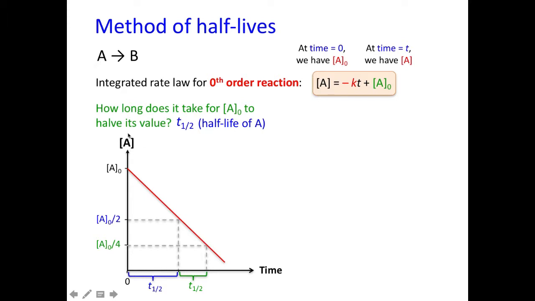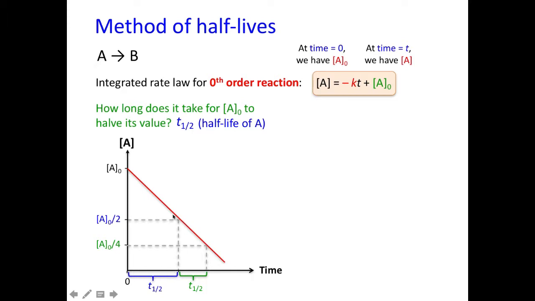Here we are plotting, for a zeroth order reaction, the relationship between the concentration of A and time. And you see that the concentration always decreases, but it decreases linearly, as shown in this red line. And the time necessary for the concentration to go from A0, from any initial concentration, to half of its value, which is A0 divided by 2, is shown in blue here, so it's T half.